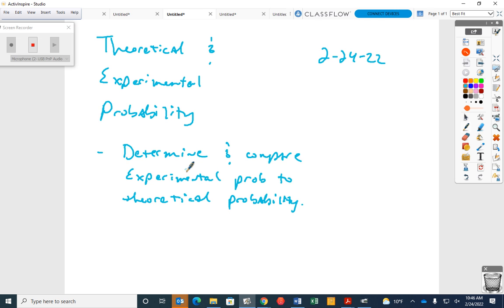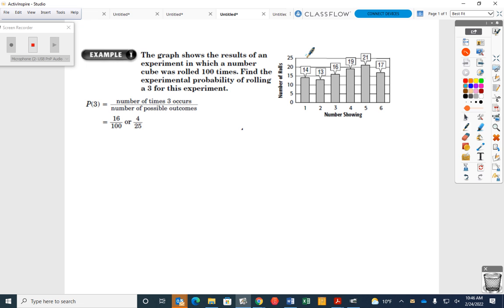So let's look at our example. I know that one's kind of small, but if we look at this first example together, the graph shows the results of an experiment. So automatically we know, is this theoretical or experimental? It's experimental. This graph shows the results of an experiment in which a number cube was rolled 100 times. Find the experimental probability of rolling a 3. Before we do that, what is the theoretical probability of getting a 3 on a number cube? 1 out of 6, right?